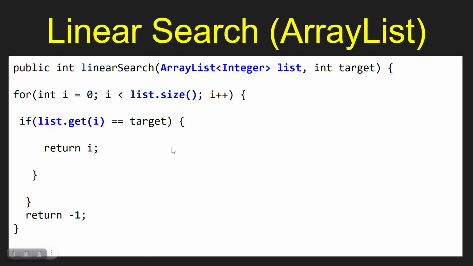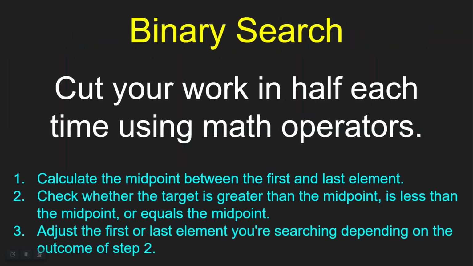And then again, if we loop through the entire thing and we don't find it, then we're going to go ahead and return -1. So there you go. That's the linear search for an array list. So hopefully that made sense. It should be a pretty easy one.